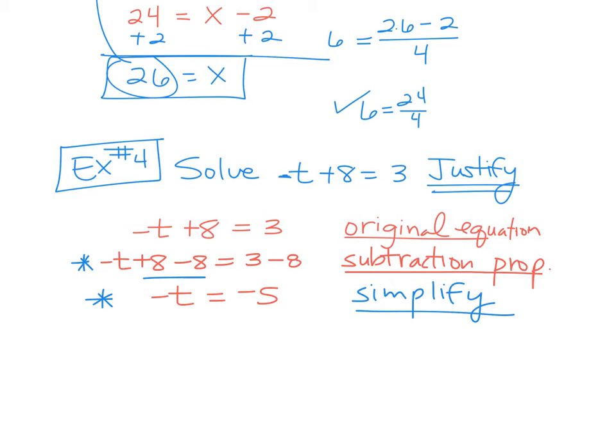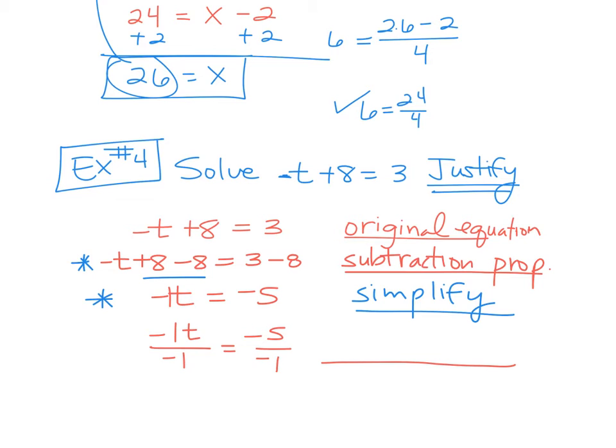Okay. Can anyone tell me what the next step would be to solve this? Divide. So you can think of this as a negative 1t. So I would divide by negative 1. So it's a negative 1t divided by negative 1 equals a negative 5 divided by a negative 1. So they're just showing you every step of the way, okay? So they're going to give you this left side, and you just have to fill in the right side.